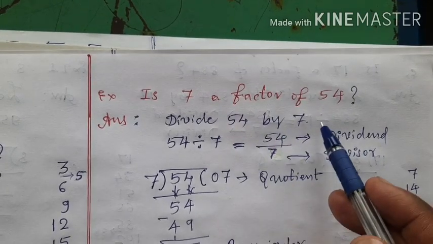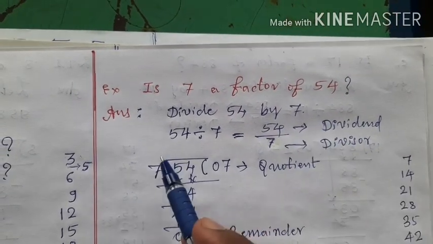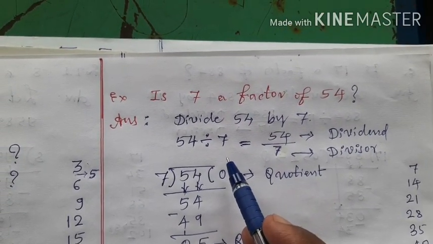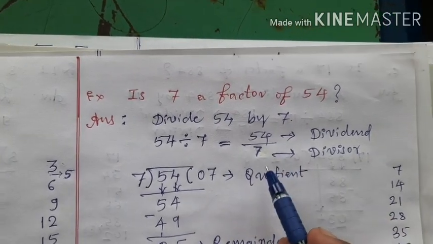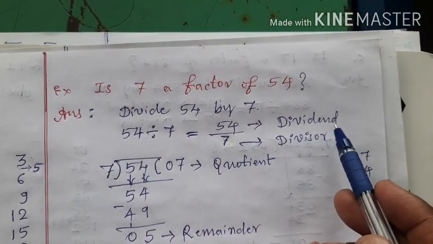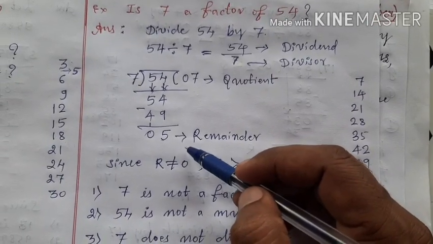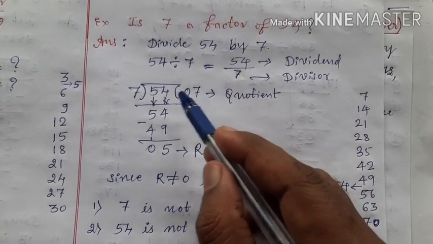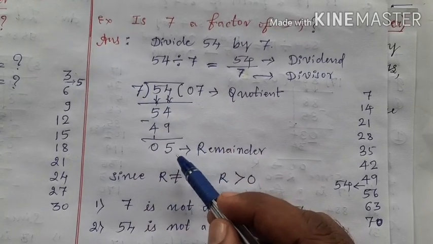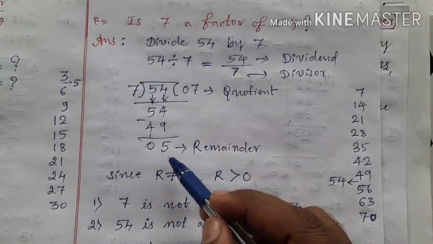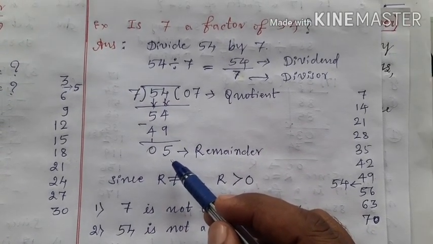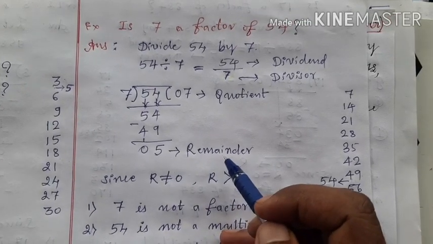Divide 54 by 7. Okay? 54 divided by 7 is also written as 54 upon 7. Here 54 is the dividend and 7 is the divisor. Therefore, children, here when I divided 54 by 7, it left the remainder 5. Remainder is not equal to 0 here. Remainder is equal to 5.